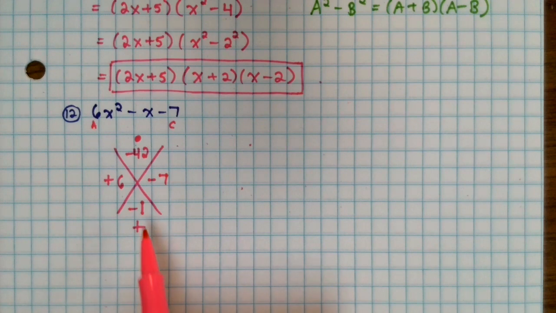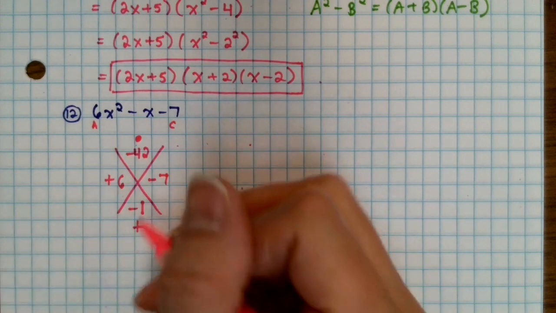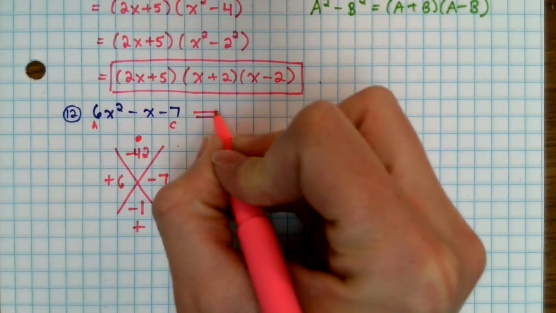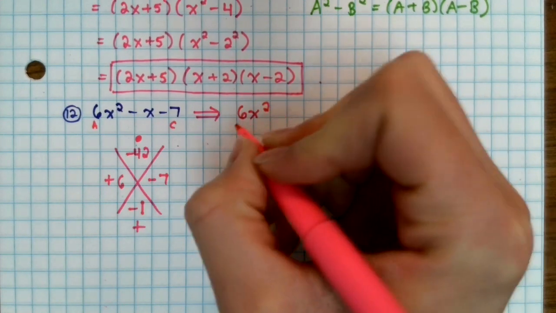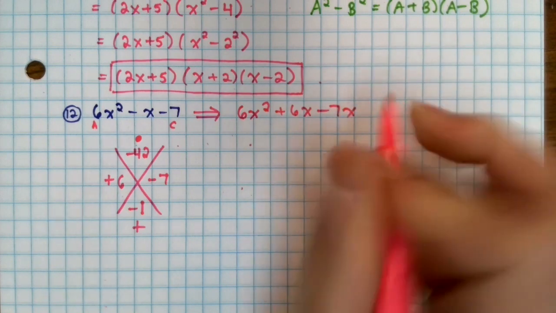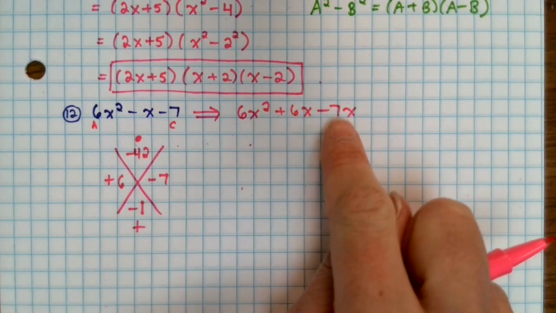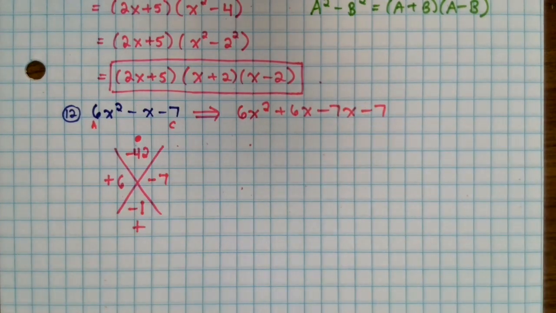So with this AC method, we can't just say it's x plus 6 times x minus 7. That's not where we can end because we have a value in front of x squared besides 1. So what this helps us to do is to rewrite this so that we can do factoring by grouping. So we're going to have 6x squared plus 6x minus 7x. So instead of writing minus x, we write it as plus 6x minus 7x minus 7.